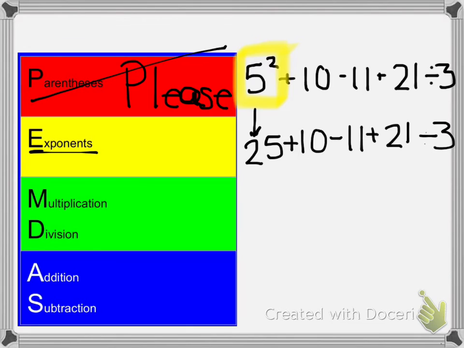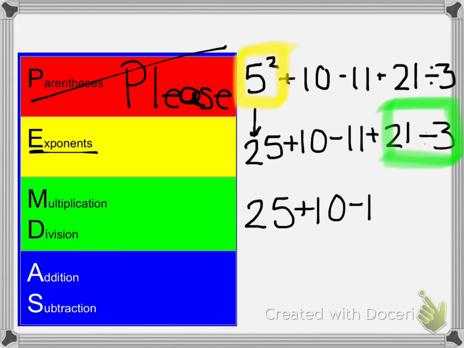Next, I have multiplication and division. So let me get out my green here. I have division right here. 21 divided by 3, which I know is 7. So I'm going to do 25 plus 10 minus 11 plus 7. And that was my dear in our little expression.